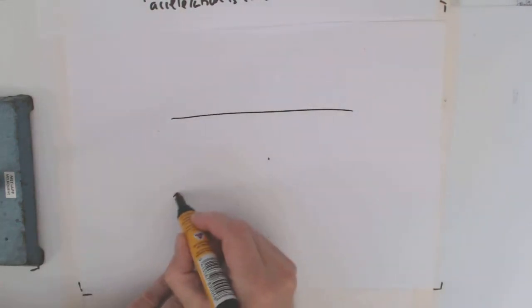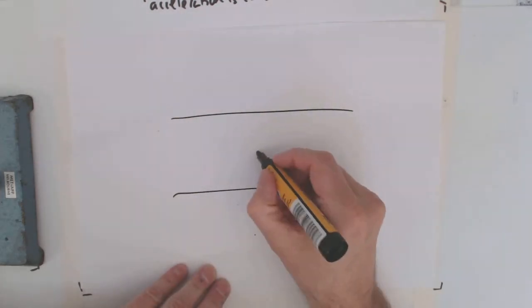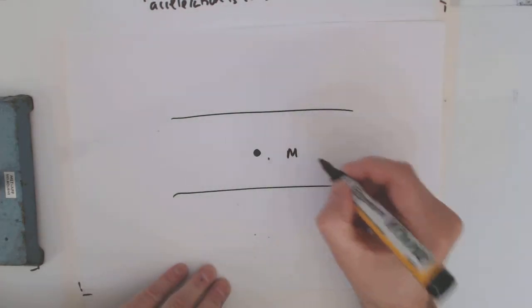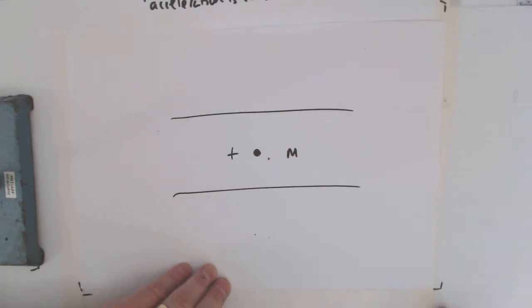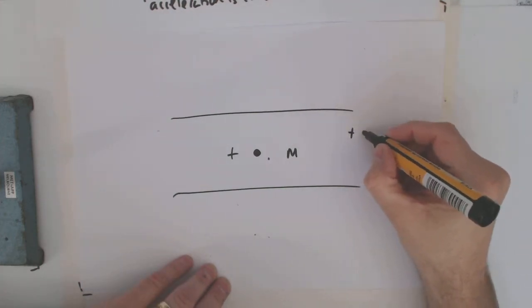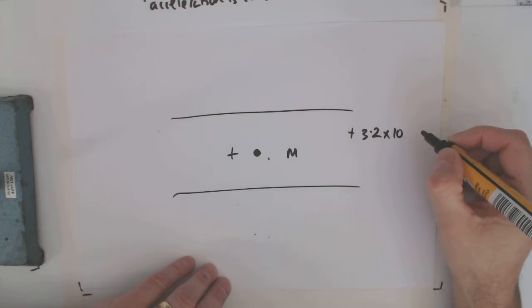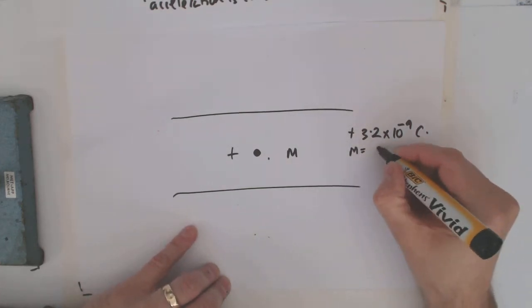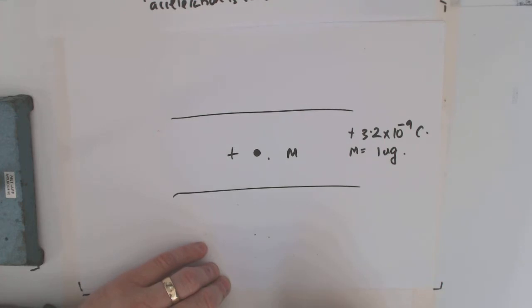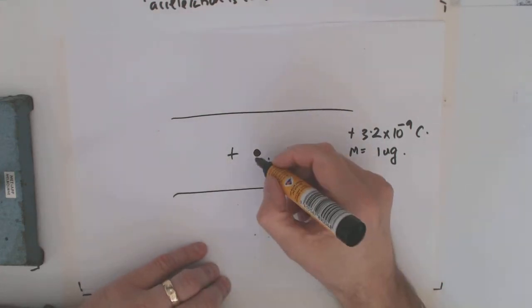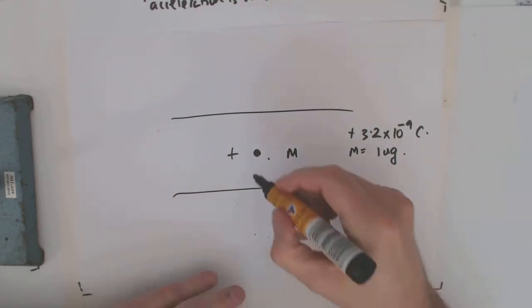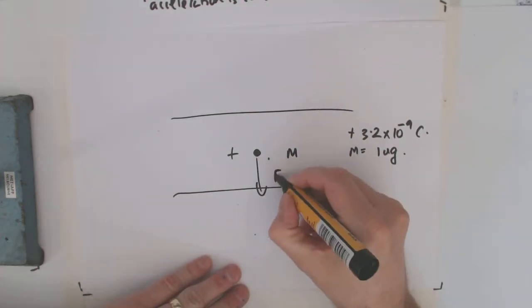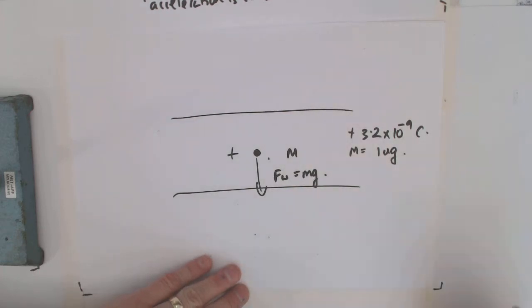We sometimes have the problem where you've got a charge and they give you its mass. Now, say that's a positive charge. We could say the positive charge has a charge of 3.2 times 10 to the minus 9 coulombs. All right? Quite a big charge. Now, it's got a mass. We could say its mass is 1 microgram. Now, it's a mass, so it's going to experience a weight force. Weight force is always mg.